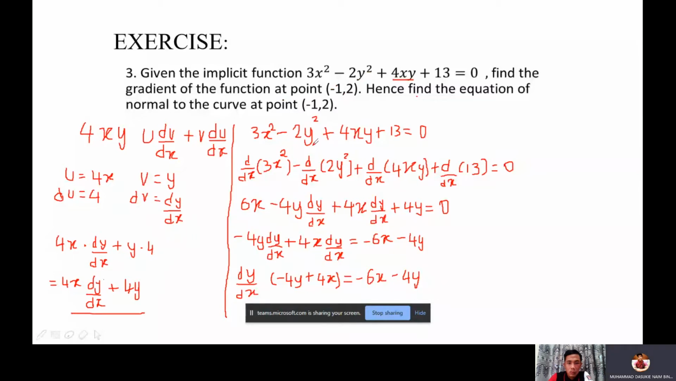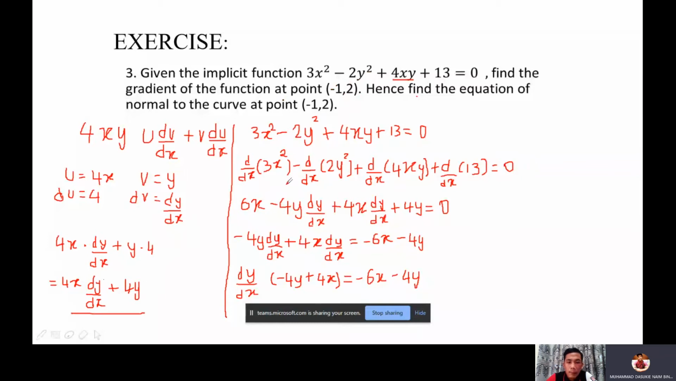3x squared minus 2y squared plus 4xy plus 13 equals 0. Okay, for the first step, you must differentiate: d per dx of 3x squared minus d per dx of 2y squared plus d per dx of 4xy plus d per dx of 13 equals 0.